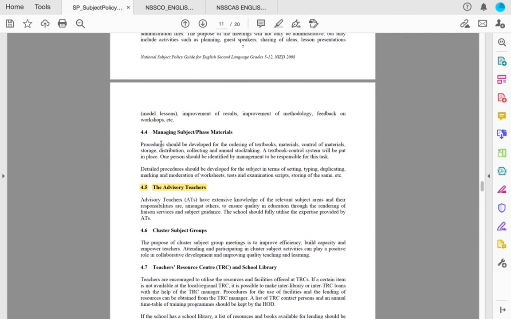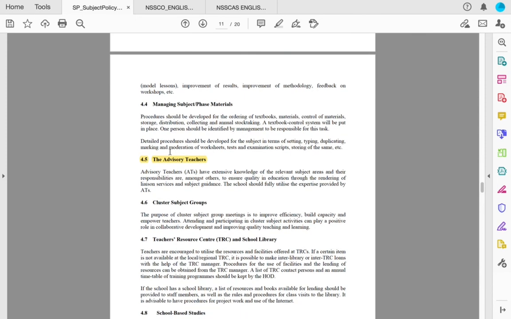And then we have got managing subject or phase materials. They say that if you have given learners textbooks, or if you have textbooks that you're sharing, there should be procedures on how to order, control the materials, distribute the materials, collect and annually stock take on the materials, because you want to know that you have all the books. Things are not missing. All right. And then if you give books to the learners in the classroom, how do you ensure that you have all the books back and the learners have not taken any of the books by mistake or on purpose?